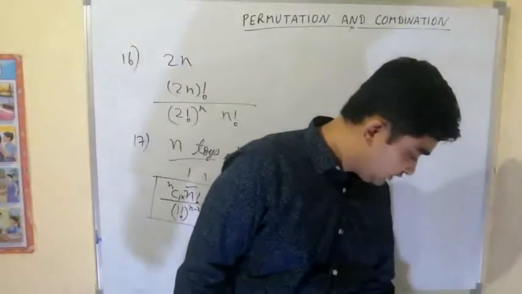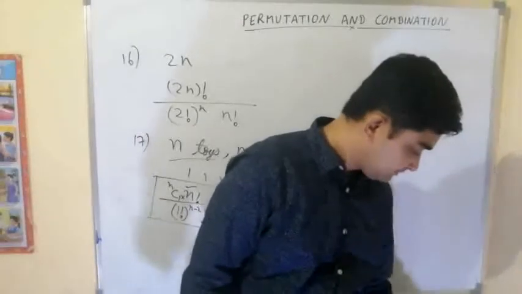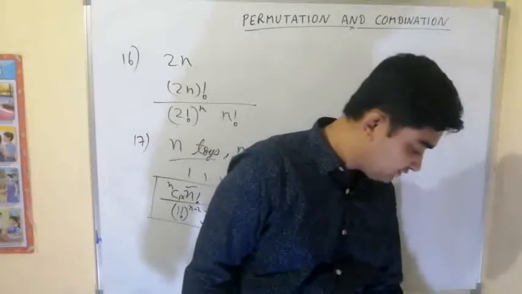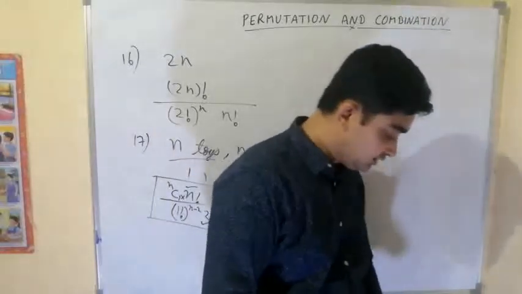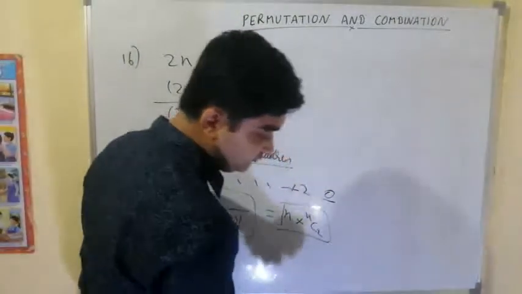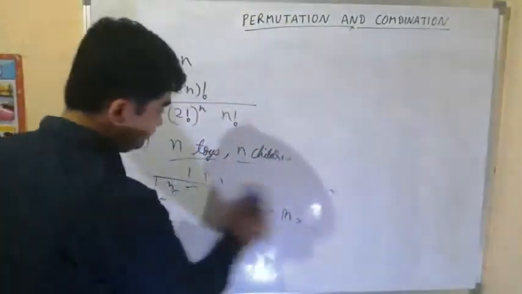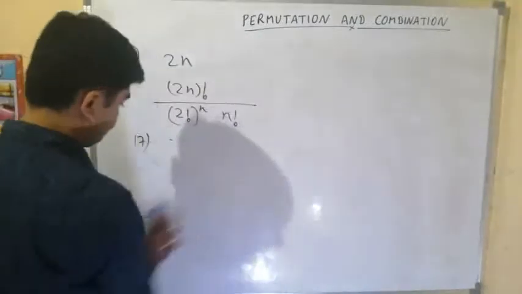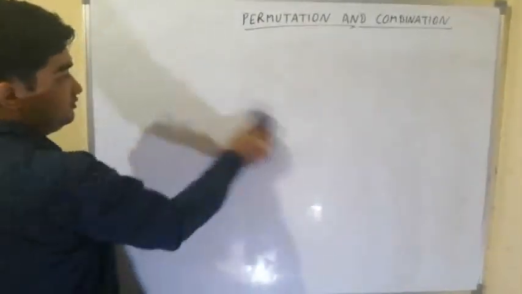Now we'll do the last problem from that exercise, which is question number 18. This problem is, in how many ways can 8 different books be distributed among 3 students if each receives at least 2 books? Okay, 4 options are given. It is question number 18, which is the last problem from that exercise.